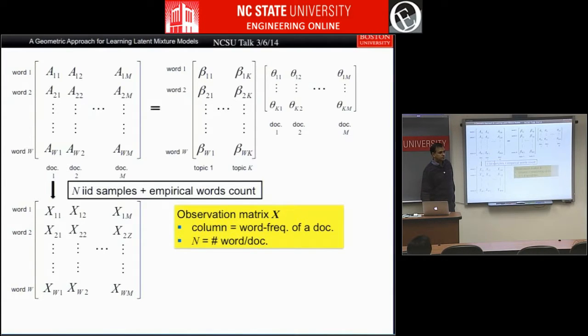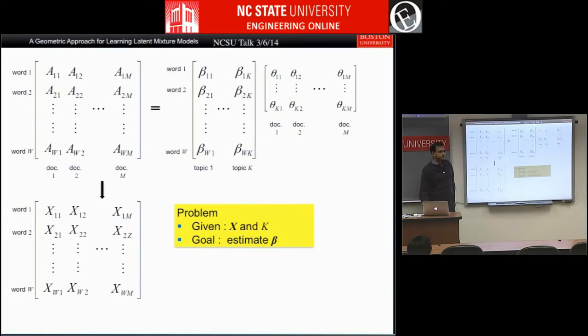This is big F. Okay, so we have defined the problem. Our problem is to find, given X and the number of topics K, which is the dimension of this, we want to estimate beta and theta, of course. Estimating theta is not a big deal if we know beta. Why? Because it's a least squares type problem, right? Linear regression.